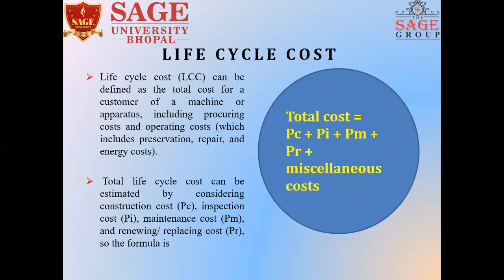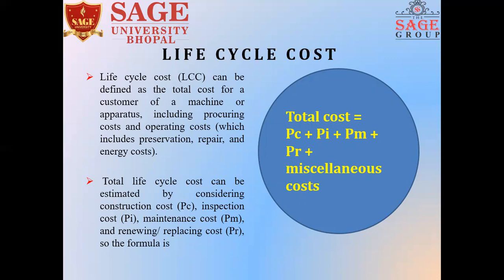Now, what is the life cycle cost? The life cycle cost can be defined as the total cost for a customer for a machine or an apparatus, which includes the procuring cost and operating cost, which includes preservation, repair, and energy cost.